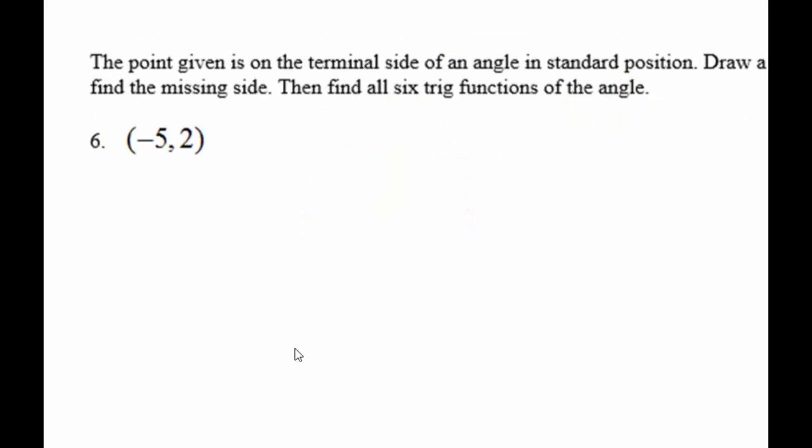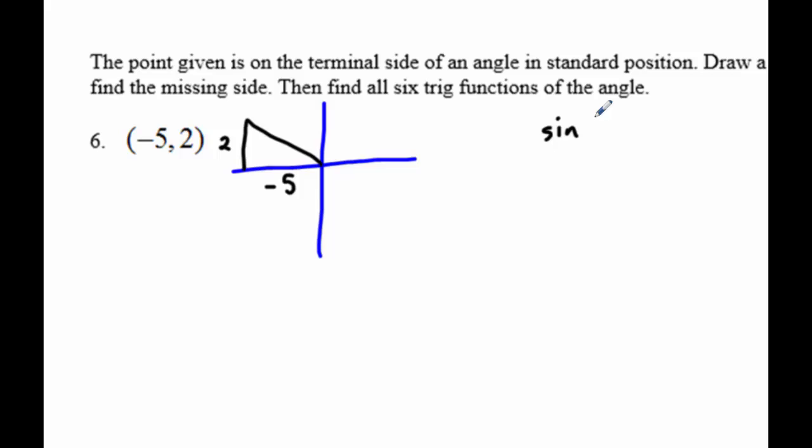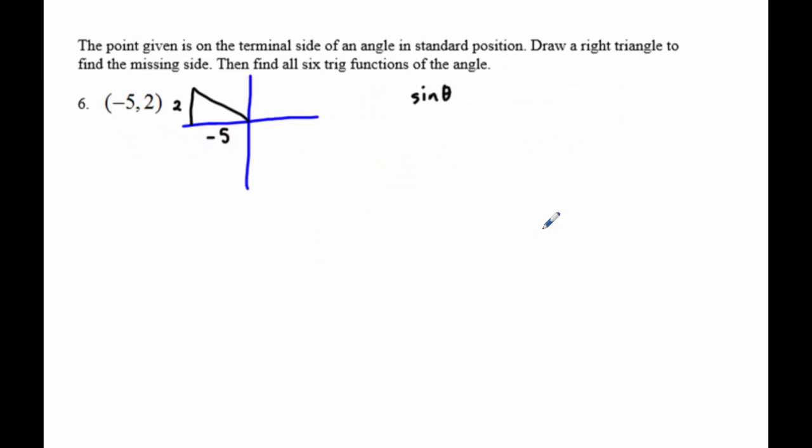All right, number 6 says to draw a right triangle. We're using this point. So draw an x and a y axis, and then where I put that point has to do with where is negative 5, 2. Negative 5 means I need to go left. Positive 2 means I need to go up. So my triangle is going to be over here. This side is negative 5. This side is 2. If I want to find all 6 trig functions, okay.